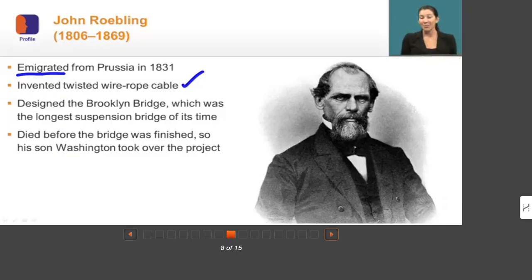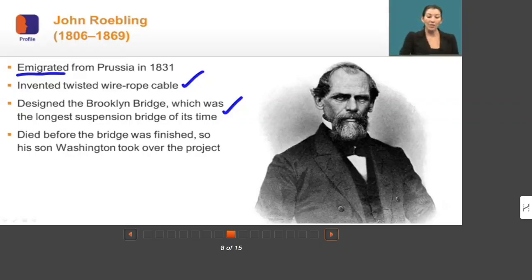Now, this cable was very significant. It made it possible to build even longer suspension bridges. Now, as you know, he designed the Brooklyn Bridge, and it was the longest suspension bridge of its time. Now, sadly, he died before the bridge was finished. A boat fell and crushed both of his feet, and he died from tetanus.